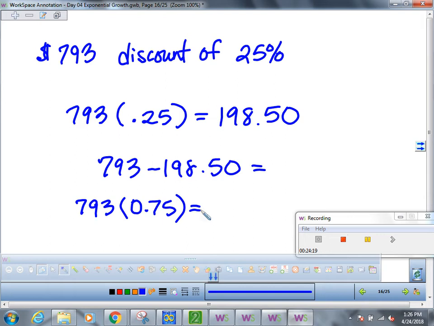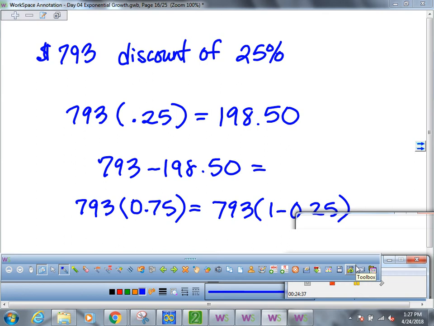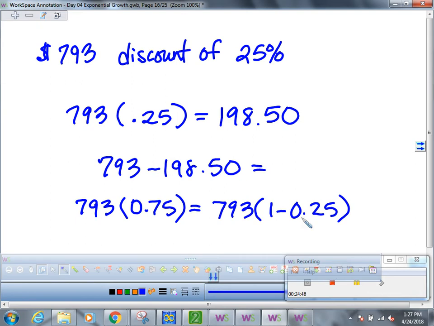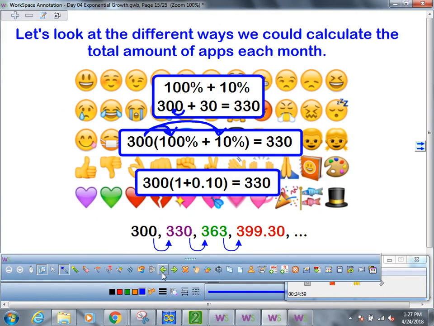Correct? That's just like saying 793 times 1 minus the 25%. Correct? Oh, is that how you got it? Yeah. Did you guys hear that, that's how he got that, was by multiplying? He gave me the answer before the discount, is what he did. Yeah. Okay. So when I go back to this, does this make more sense now?